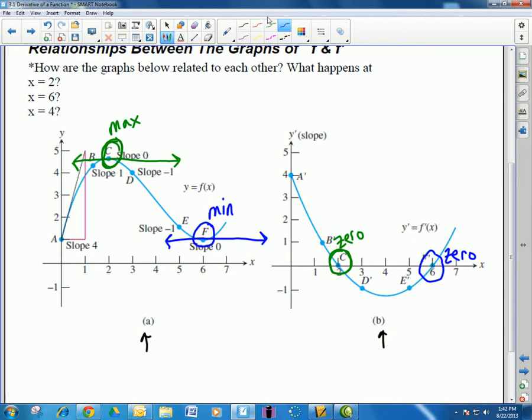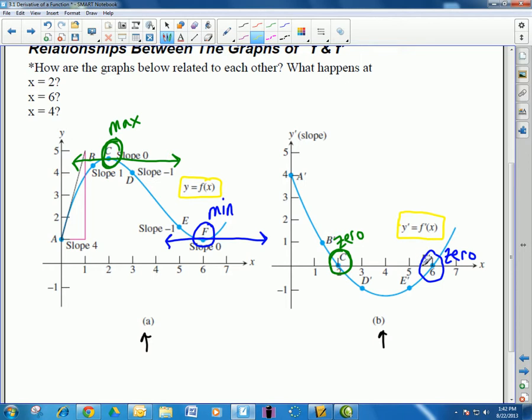And if you notice, this is the graph of f of x, and this is the graph of the derivative. So this is the function, and this is the derivative of that function, comparing the graphs.